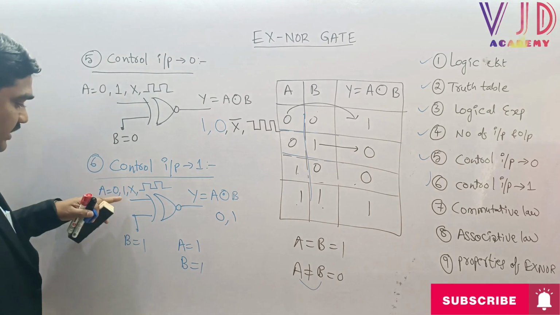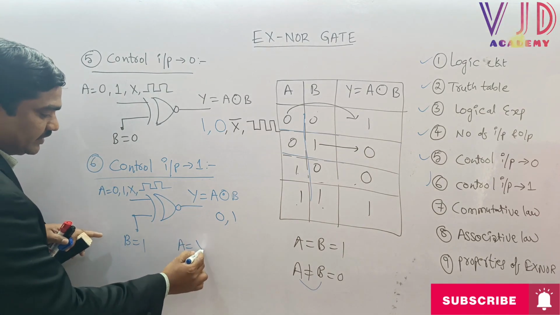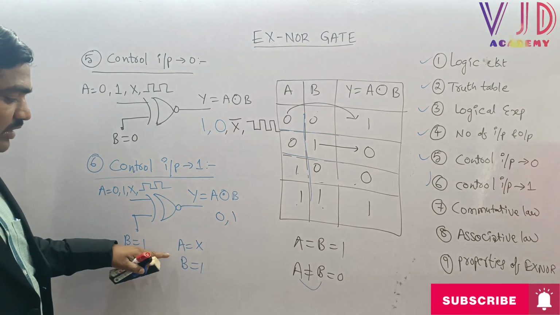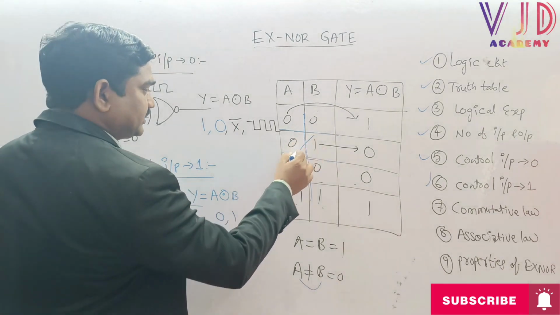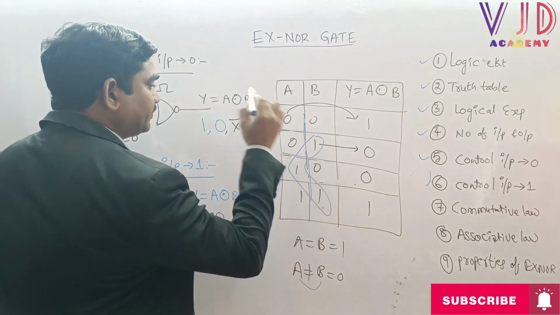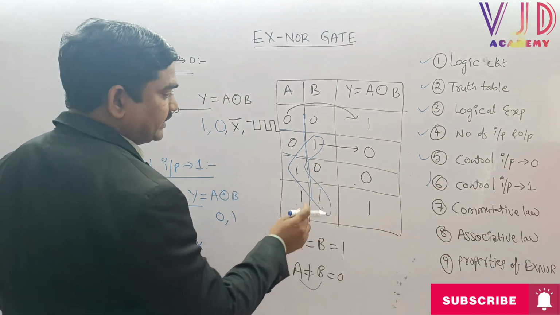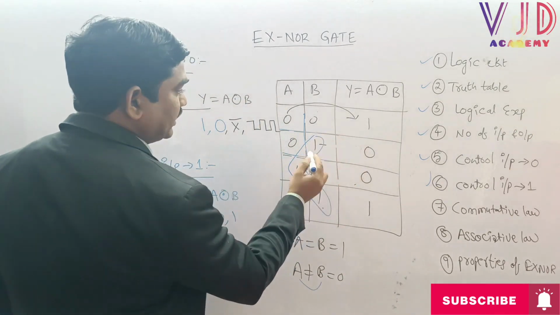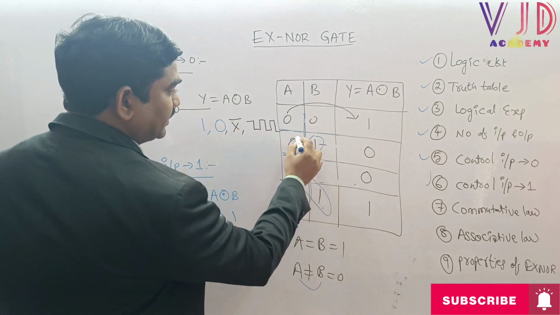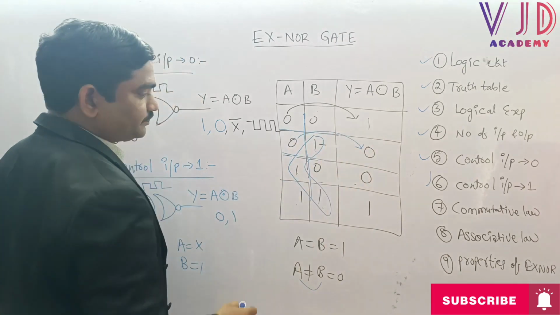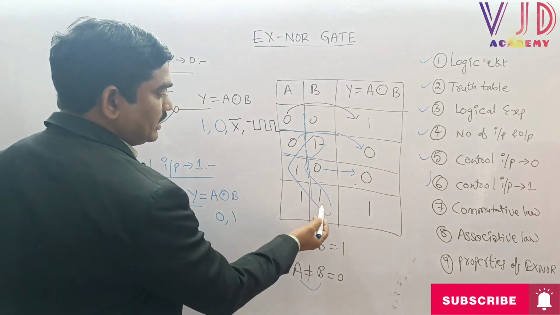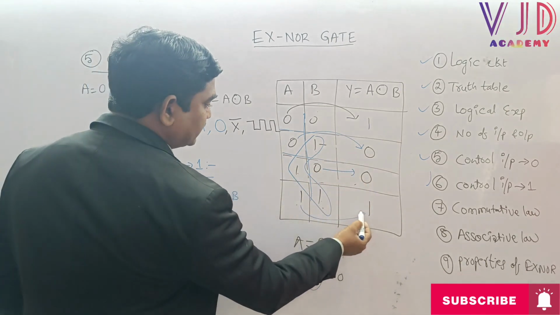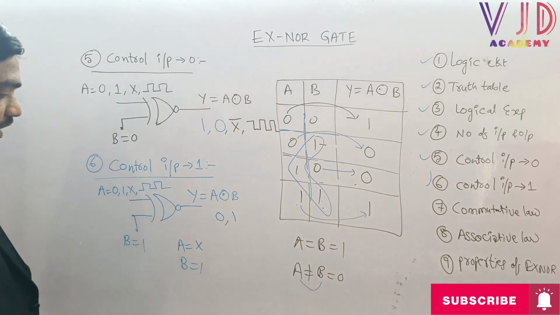And now the third case, here A equal to X, which means what will happen? If one of the inputs is 1, sir, here let us try to apply logic. Here one of the inputs is 1, we can say output is exactly the other input. Here input B is 1, so output is input A. Here A is 1, so output is input B. Here B is 1, so output is input A. So this is the understanding.